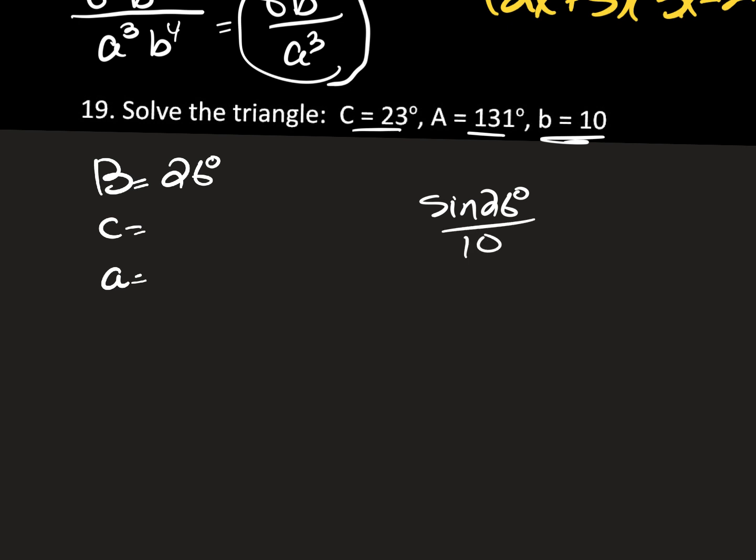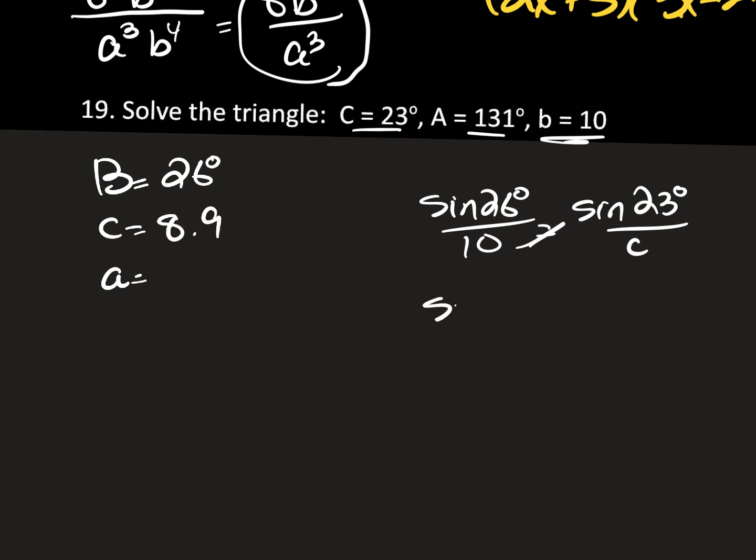And because I have that 26 and I have little b also, I can do sine 26 over little b equals sine 23 over little c. And don't forget, the way we punch that in, we're going to cross multiply that way. 10 times sine 23 divided by sine 26. And I got 8.9 for little c.